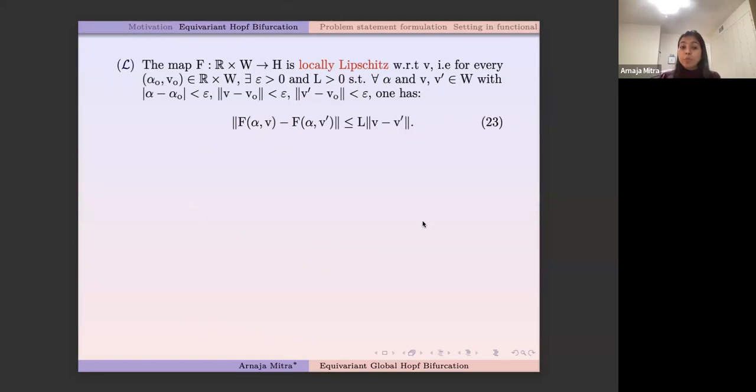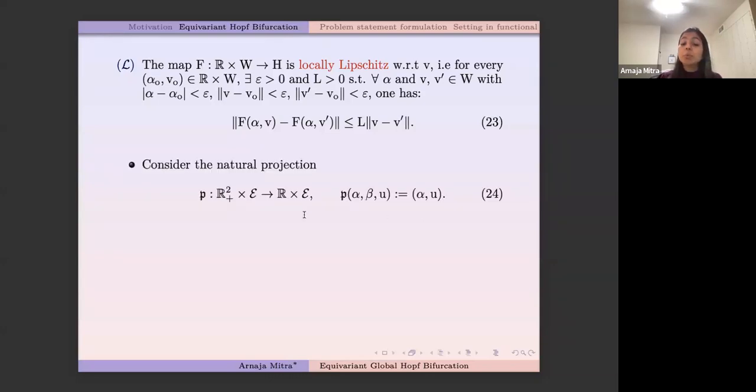First of all, to approach this, we need another assumption, that is the local Lipschitz condition. And now the projection. You remember our system has alpha as a parameter, but not beta. So we are considering the space which has both alpha and beta, that is R2 plus, R is for alpha and R plus is for beta, which we know as the Fuller space.